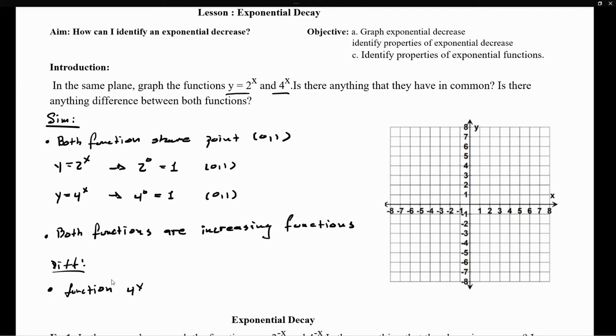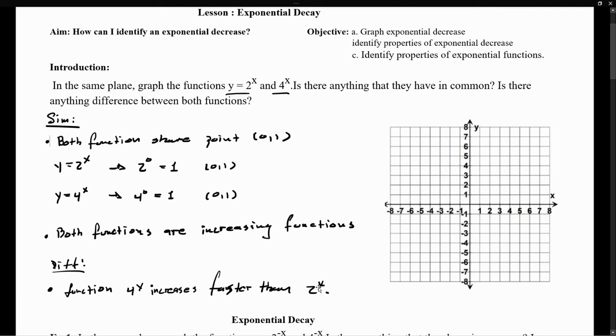the function 4 to the x increases faster than 2 to the x. And that's a big difference. And that takes care of this question. Note that both functions are increasing functions. As a matter of fact, they're exponential increasing functions. They both have the point (0, 1), but the big difference is that the function 4 to the x is increasing faster than 2 to the x.